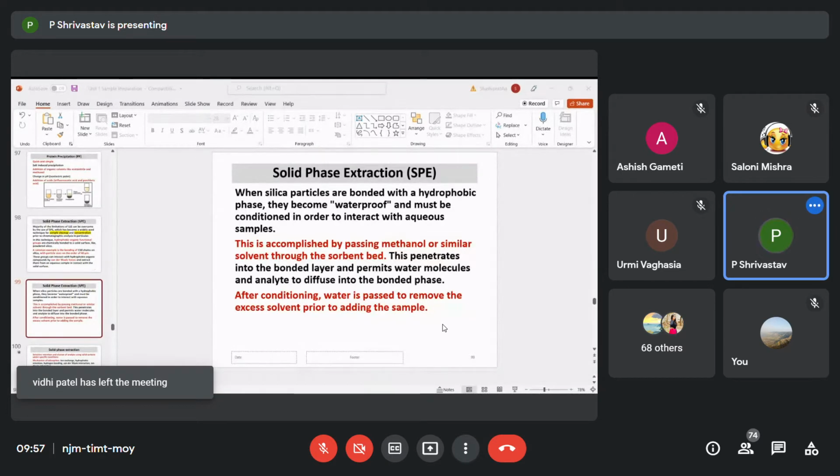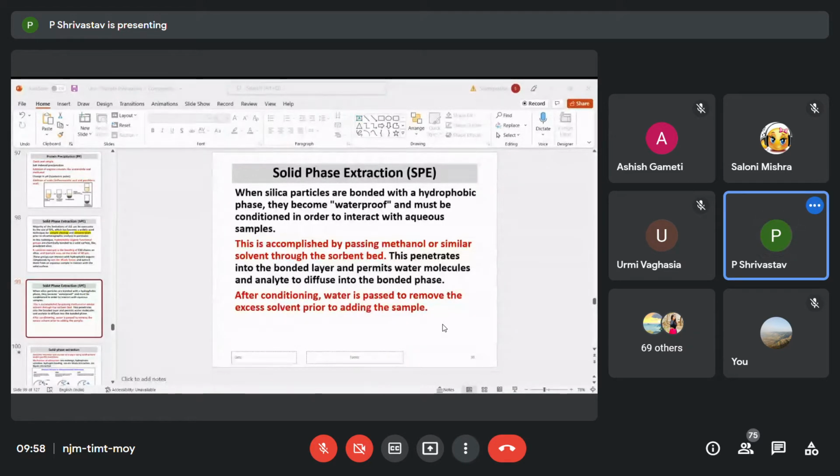And therefore, we need to condition this material first by treating it with methanol. Methanol is an organic solvent, but fortunately, it is miscible with water. So, preconditioning of solid phase extraction material is essential such that the aqueous based sample can come in contact with the solid phase material. This is what is essential in solid phase extraction.